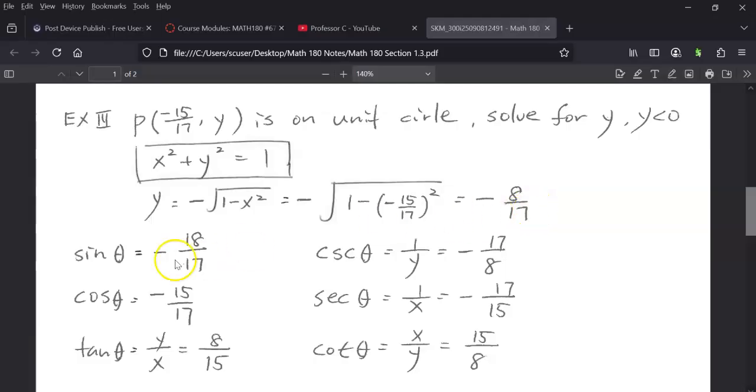Then once we have that, we just do the same thing with trig values. Sine of theta is the y value. Cosine of theta is the x value, and the tangent is y over x. So take y divided by x. Y is negative 8 over 17, divided by negative 15 over 17. You simplify, and you have 8 over 15. Once you find these three, the rest are always easier because they're just reciprocals of their counterparts.